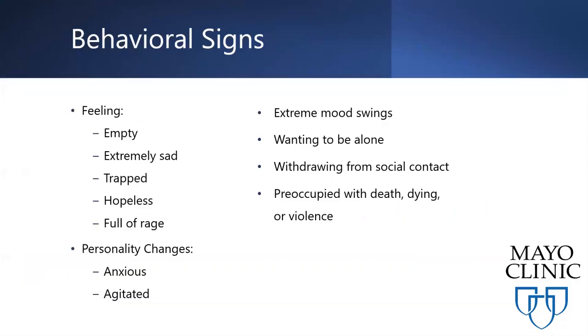The first set of warning signs we will discuss are behavioral signs. Behavioral signs include negative emotions such as feeling empty, extremely sad, trapped, hopeless, or even full of rage. Some people can even develop personality changes and appear to be anxious or agitated all the time. Someone who is suicidal might also experience extreme mood swings, the want to be alone, withdrawing from social contact, or being preoccupied with death, dying, or violence.